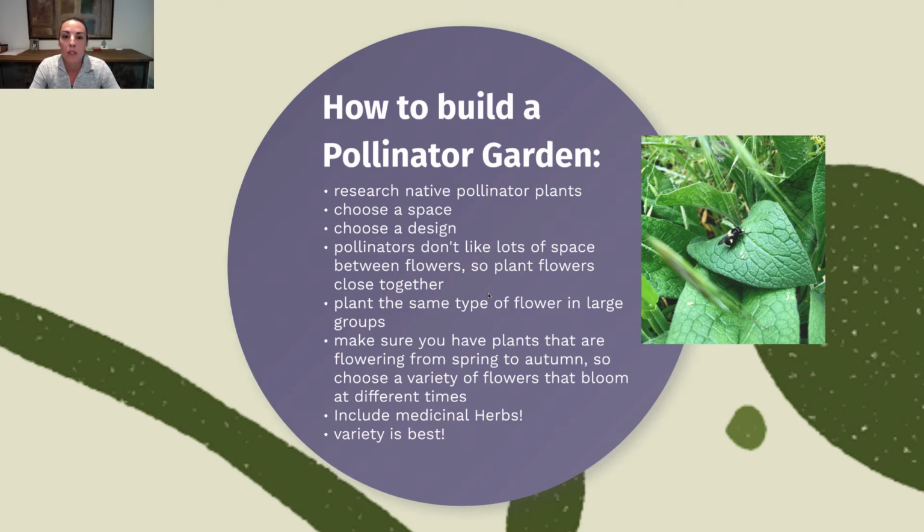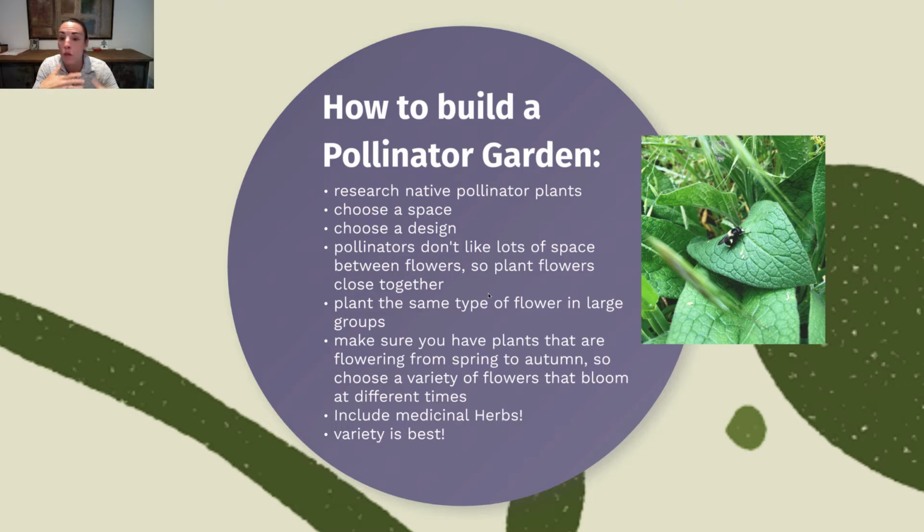So the first step is to research native pollinator plants, because a lot of our native pollinators, like our native bees, rely on native plants, plants that have grown in your location since before we existed. So researching the native pollinator plants and focusing mainly on the native plants is super important. Choose a space, whether it's a flower pot, a balcony, a rooftop, a backyard, a front yard, a side yard, however big or however small. You want to choose a space. Then you want to choose a design. And thinking about the design, you want to think about what's best for the pollinators.